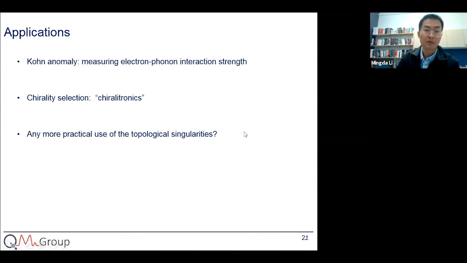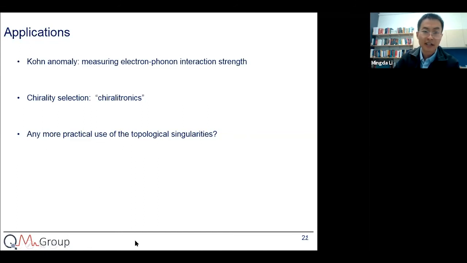So there are a few possible applications using this Kohn anomaly. The direct consequence is we can measure the electron-phonon interaction strength, because that is the parameter that determines the decoherence of quantum states, and also one reason why many quantum phenomena cannot be observed at room temperature. So we hope that can be useful to indicate what kind of quantum material with weak electron-phonon interaction can possibly have higher temperature applications.